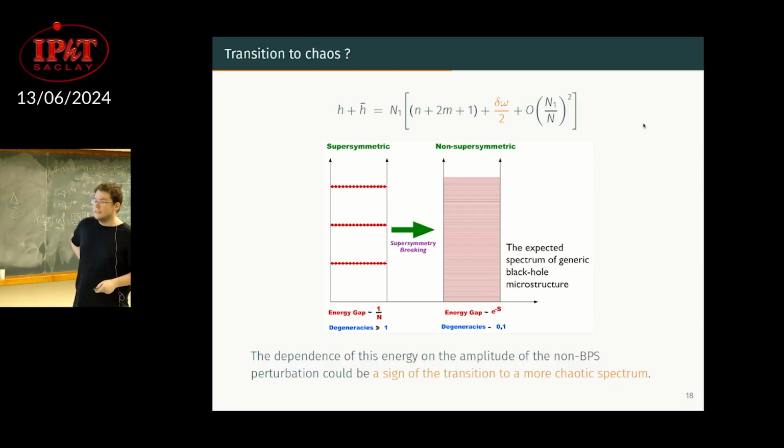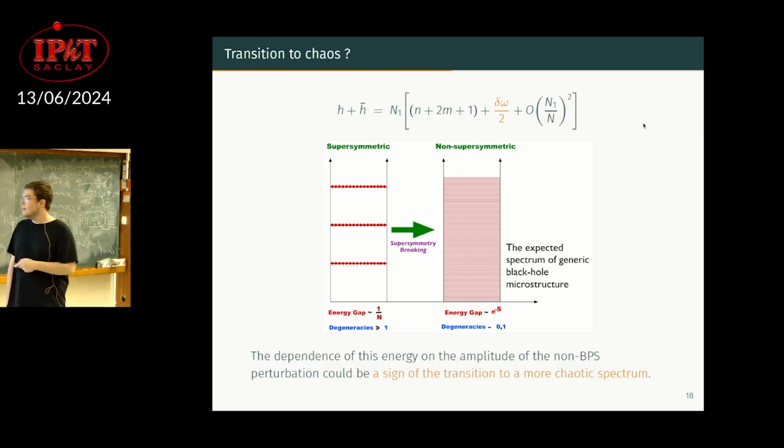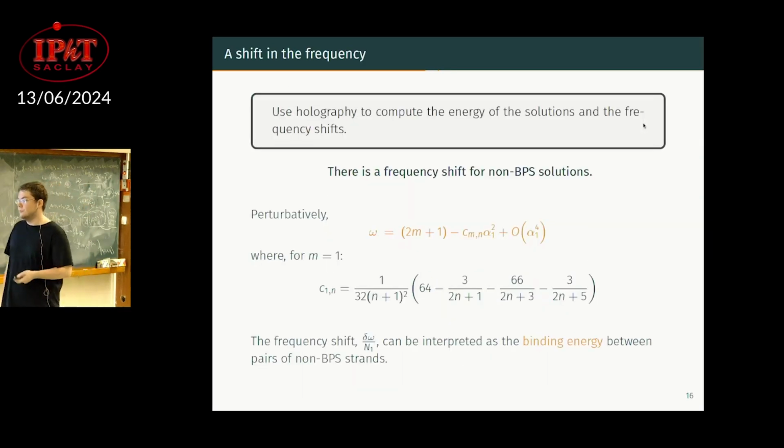So now let's look at the energy of those solutions. It can also be computed using holography, and it takes this form perturbatively. The first order correction is actually the shift in the frequency that validates the hypothesis that this corresponds to binding energy between non-BPS strands.